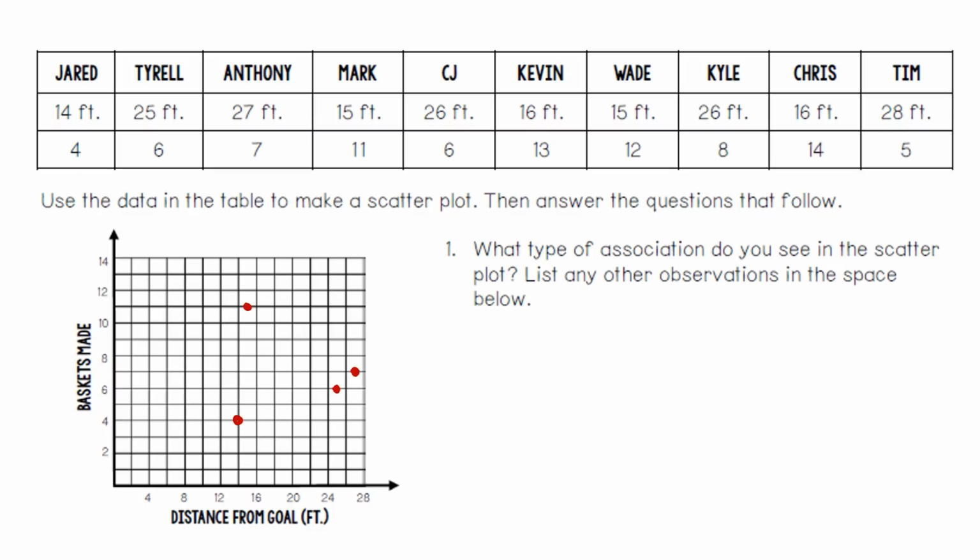For CJ, we're going to go over to 26 and up to 6 and put a point. For Kevin, we're going to go over to 16 and up to 13 and put a point.